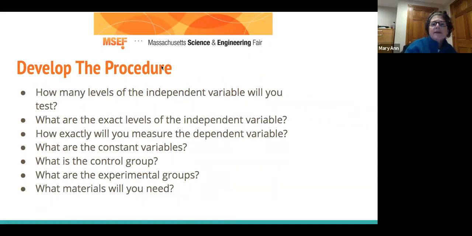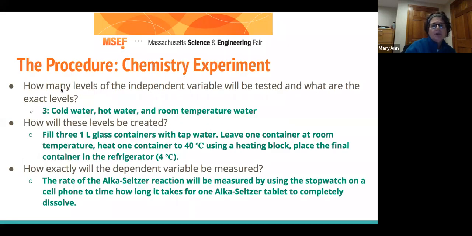So again, when the kid is developing this, once they've identified the variables, a lot of times it's easier to bring out all the supplies, have them in front of them, and try to do the experiment once before you write the procedure, because that will help when you're actually writing it. So I make the kids answer these questions in their notebook.